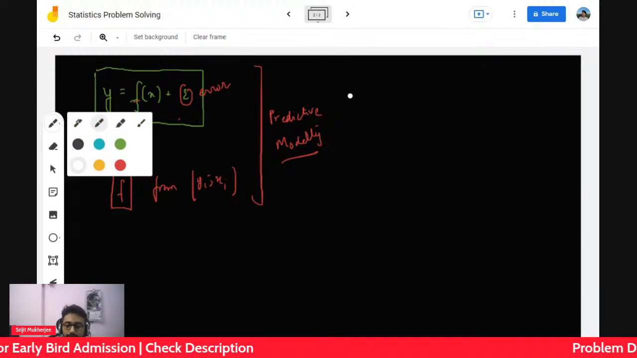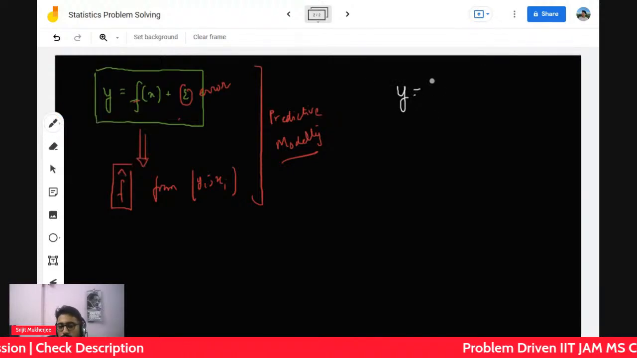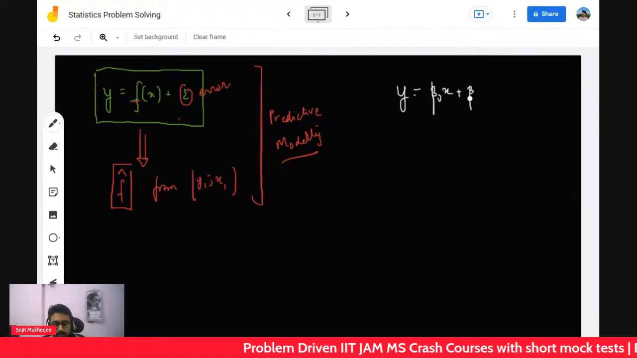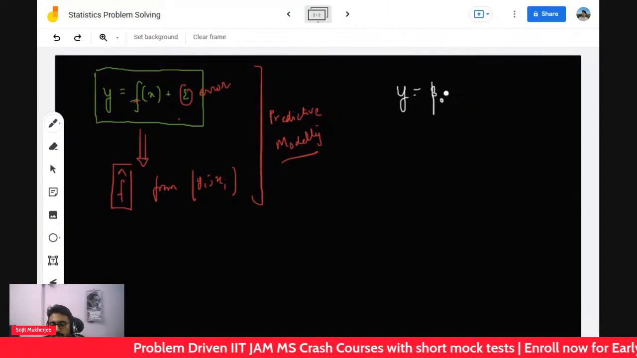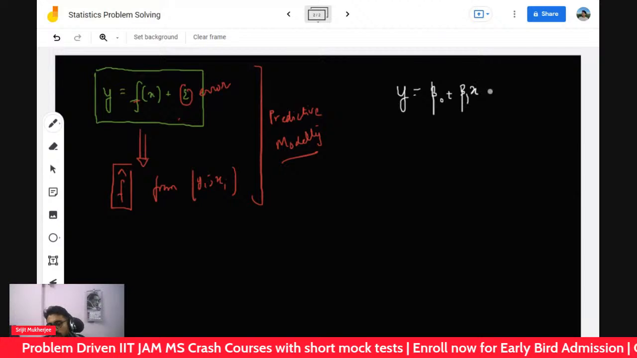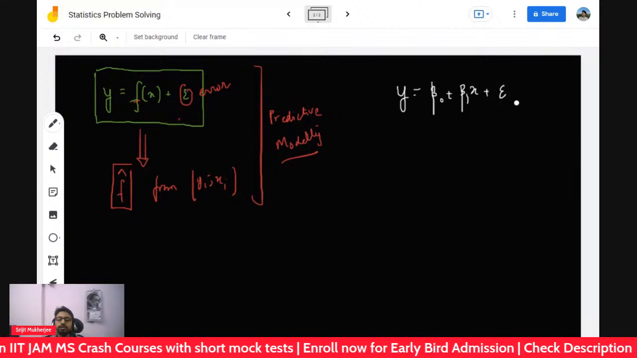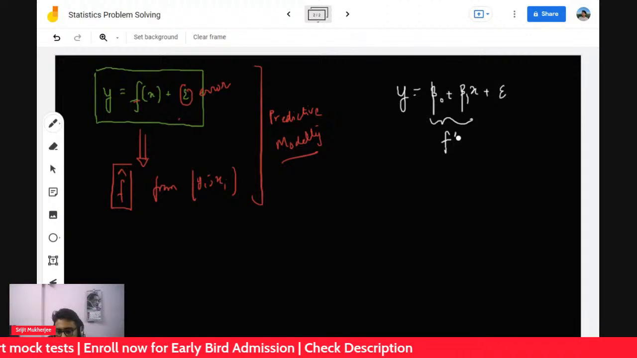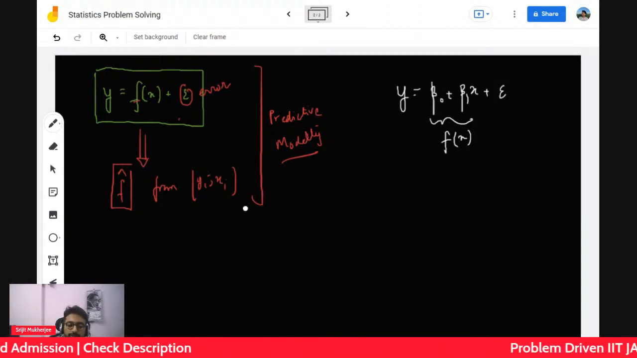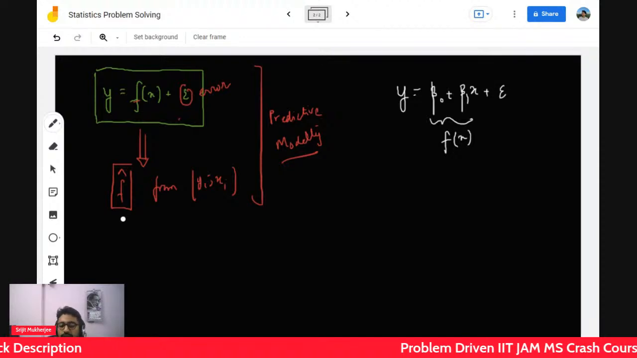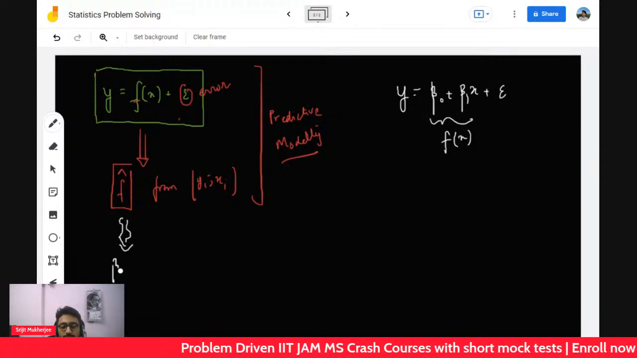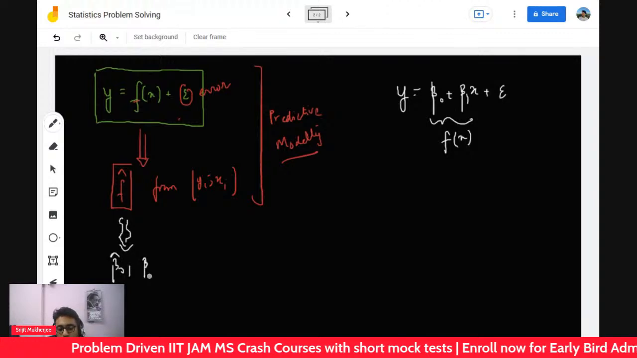So if you take the linear function, y is equal to beta naught plus beta 1 x plus epsilon. This is a linear function, this is the f(x) part. But the good thing is that this f(x) is known. Therefore, to find a very good f hat over here is the same as finding a good beta naught hat and beta 1 hat.